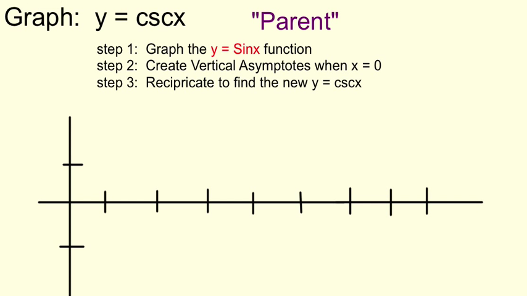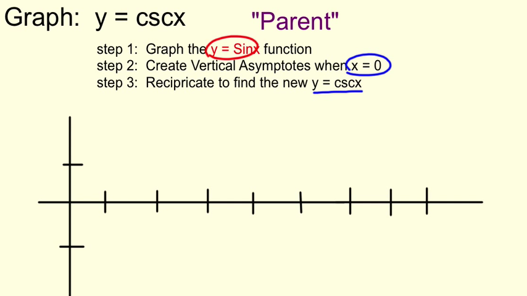So what you first want to do is graph the cosecant's inverse function, which is the sine of x. Then you're going to create vertical asymptotes when x equals 0. And then you're going to flip or reciprocate what I call these hills to create your new cosecant of x. So we're going to graph y equals sine of x first, the parent function.